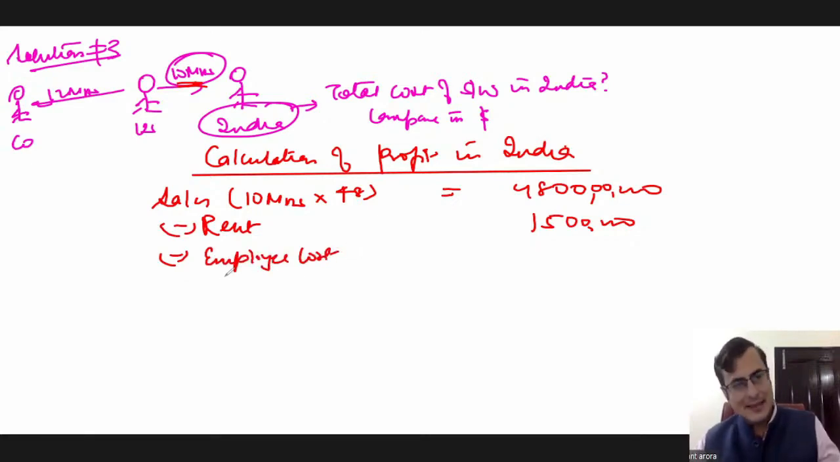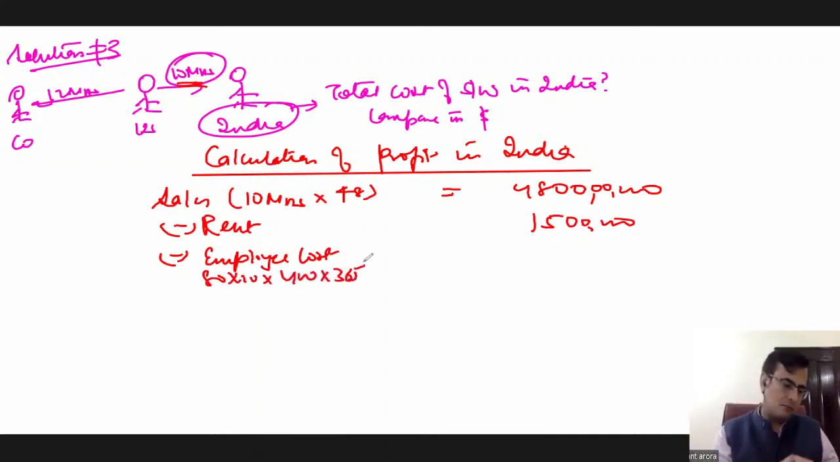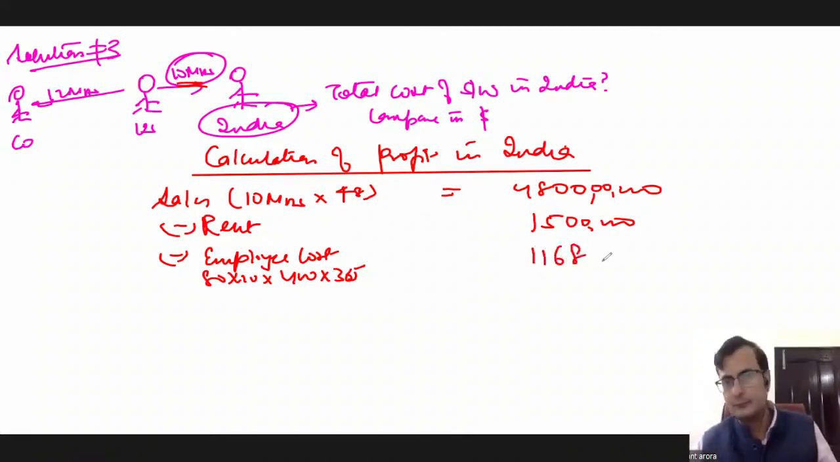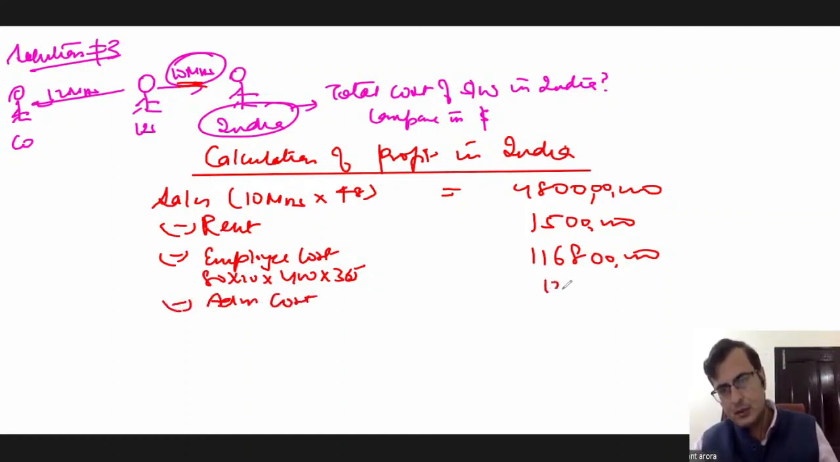So I'm putting it as 80 into 10 into 400 per hour into 365. 800 into 400 into 365. Okay, beta? Thank you, Sairam. Okay, and admin cost 12 lakh.